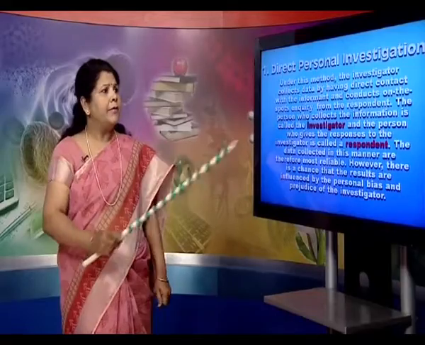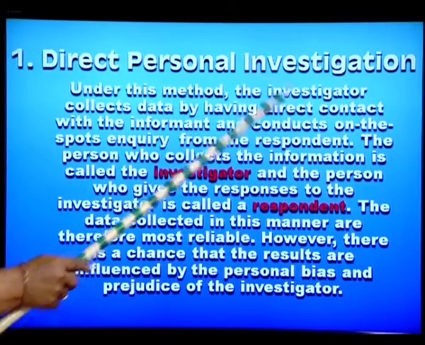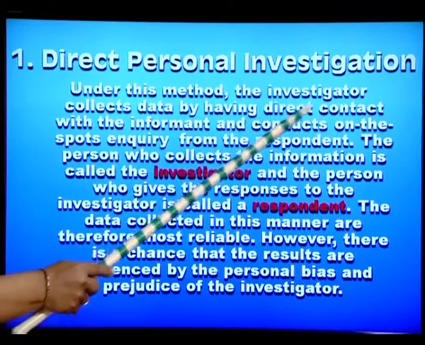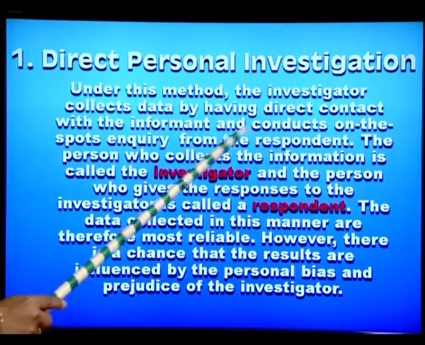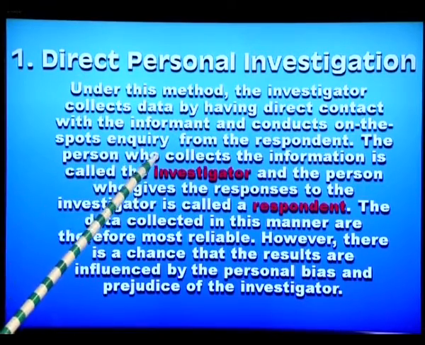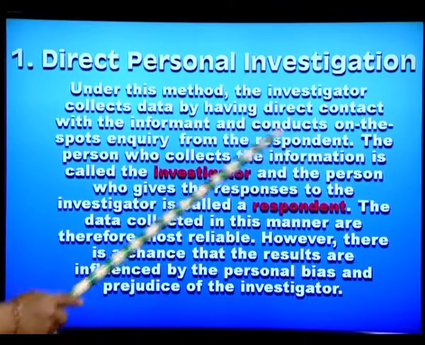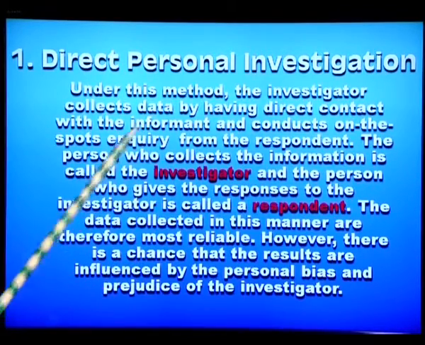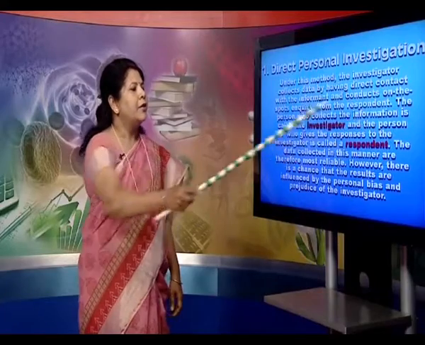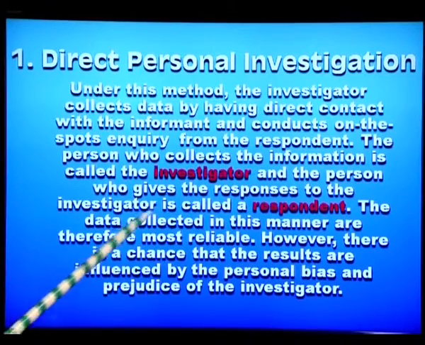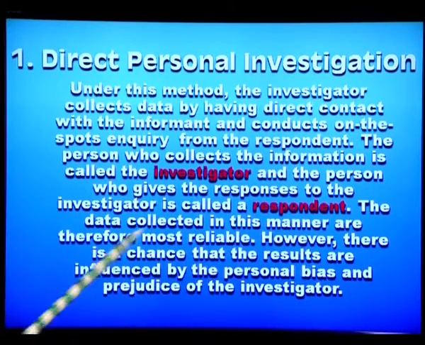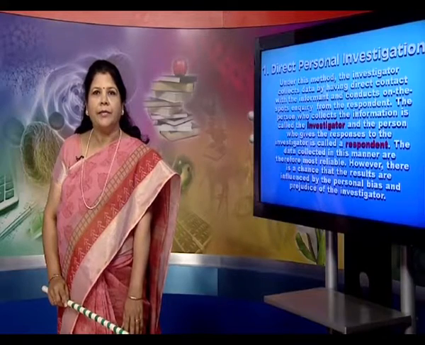Direct personal investigation is when the investigator collects data by having direct contact with the informant and conducts an on-the-spot inquiry from the respondent. The person who collects the information is called the investigator, and the person who gives the responses to the investigator is called a respondent. The data collected in this manner are therefore most reliable. However, there is a chance that the results are influenced by the personal bias and prejudice of the investigator.